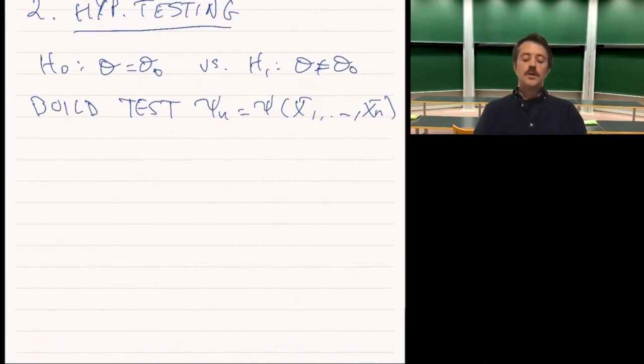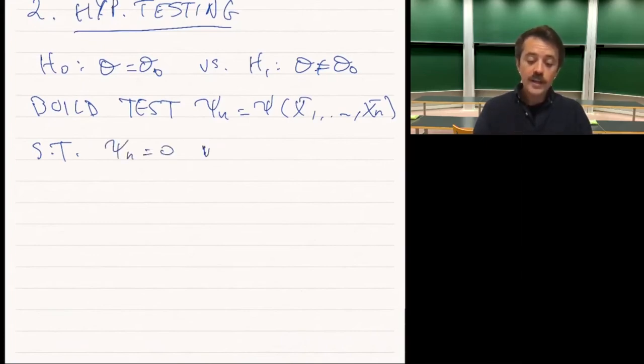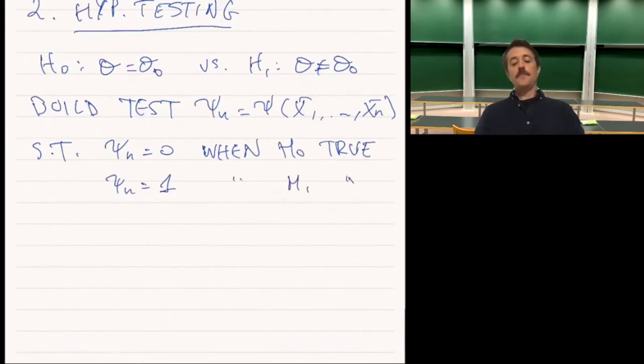And you would say, well, then that's an estimator. Indeed it is, under the definition of estimator, but it's a very special estimator, because first of all, it will only take two values, 0 and 1. We want this psi n to be 0 when the null hypothesis is true, and we wish it to be 1 when H1 is true.